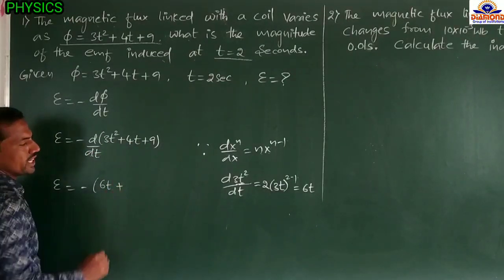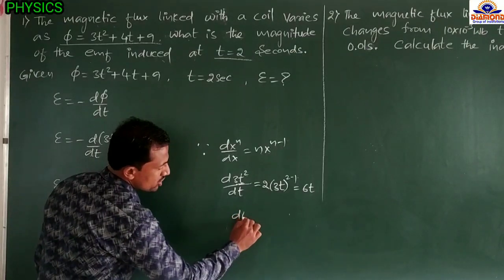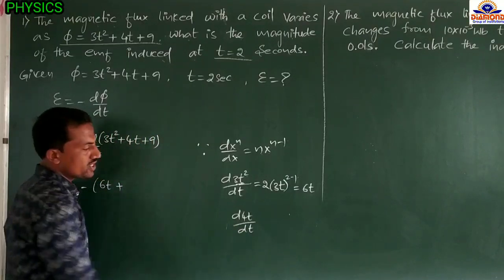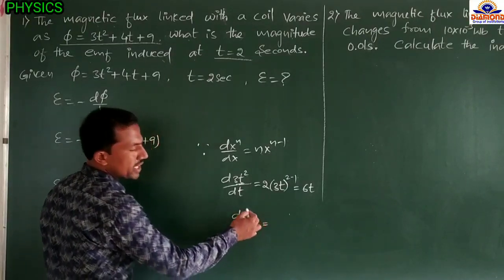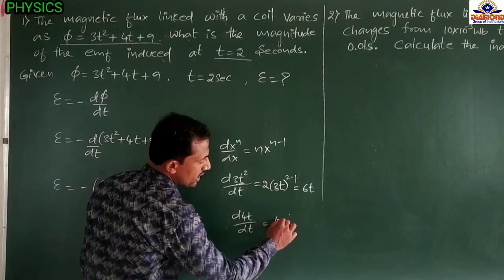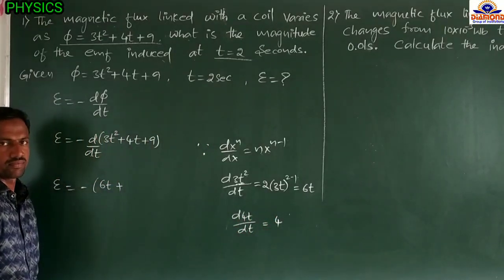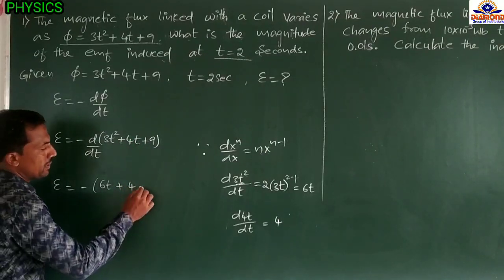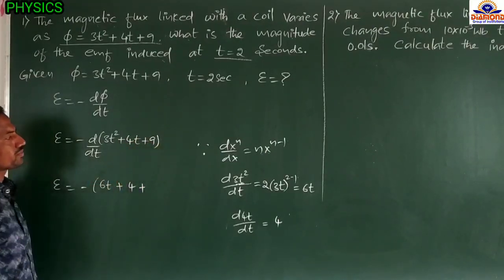The next one, the differentiation of 4t. Then we add the differentiation of 4t divided by dt. The differentiation of 4t, where the power is 1, means we get 4. So in place of the differentiation of 4t, the value is 4, plus 9.